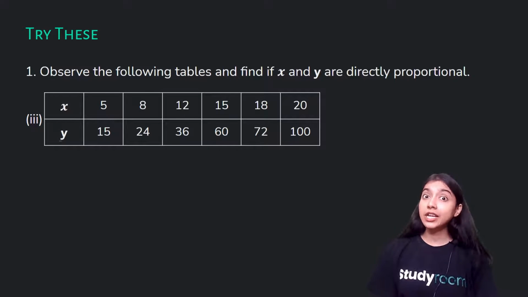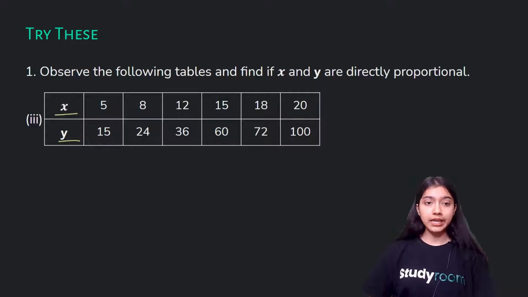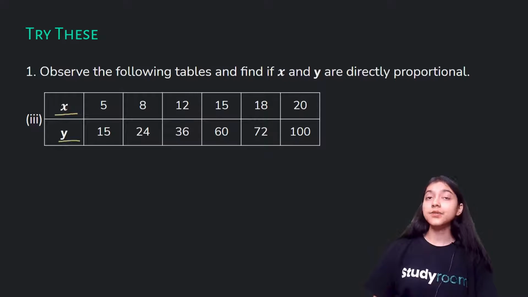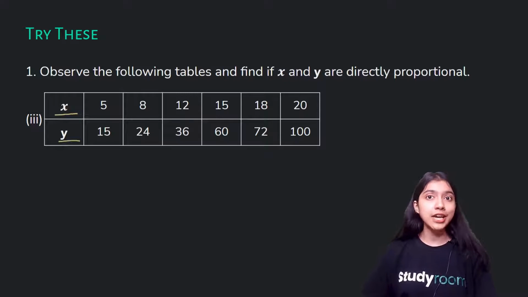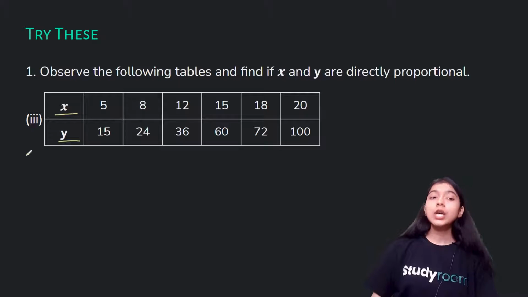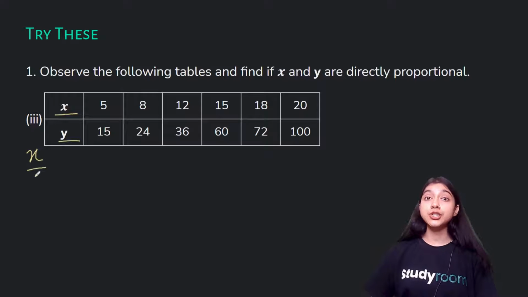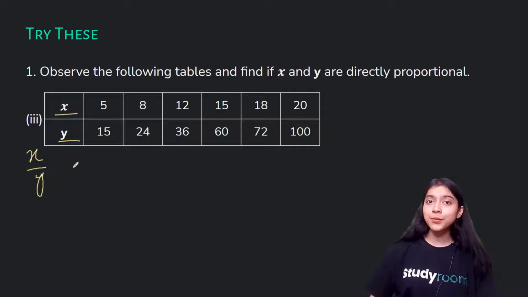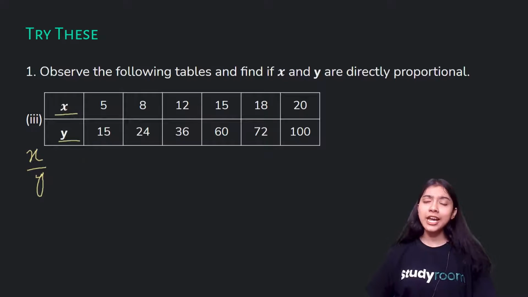Let's try solving another problem of the same type. Again, we have two variables x and y, and we have been given the corresponding values of y and x, and we have to see whether x and y are in direct proportion or not. So for that, we have to first calculate the ratio of x and y and check if it's a constant, then it will be in direct proportion. If it is not, then it won't be in direct proportion.